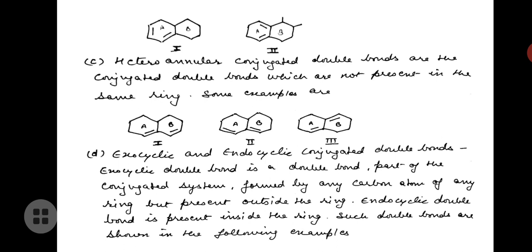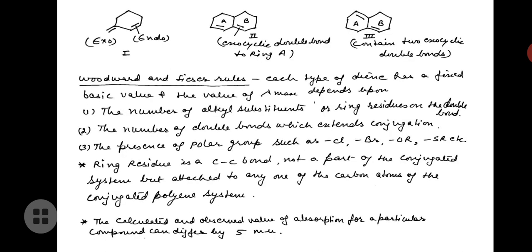Exocyclic double bond is a double bond part of the conjugated system formed by any carbon atom of any ring but present outside the ring. Endocyclic double bond is present inside the ring. Such double bonds are shown in the following examples. Now see the first example. See the conjugated double bond system first. A double bond, a single bond and a double bond.